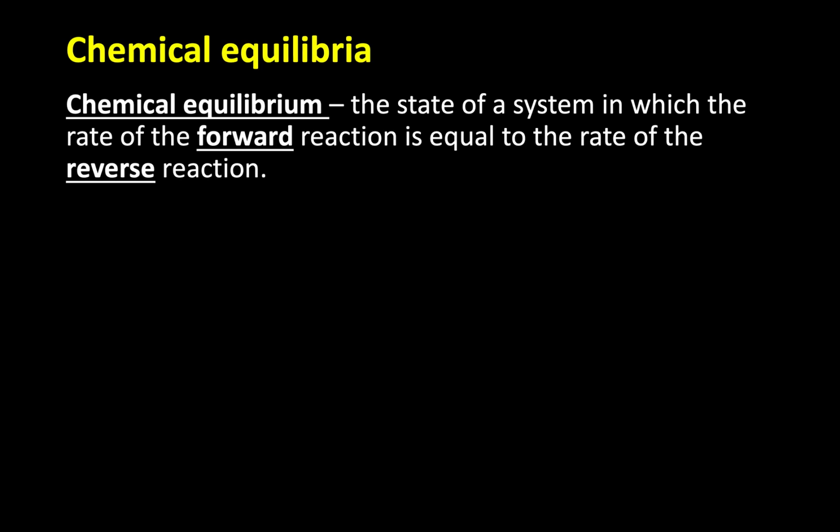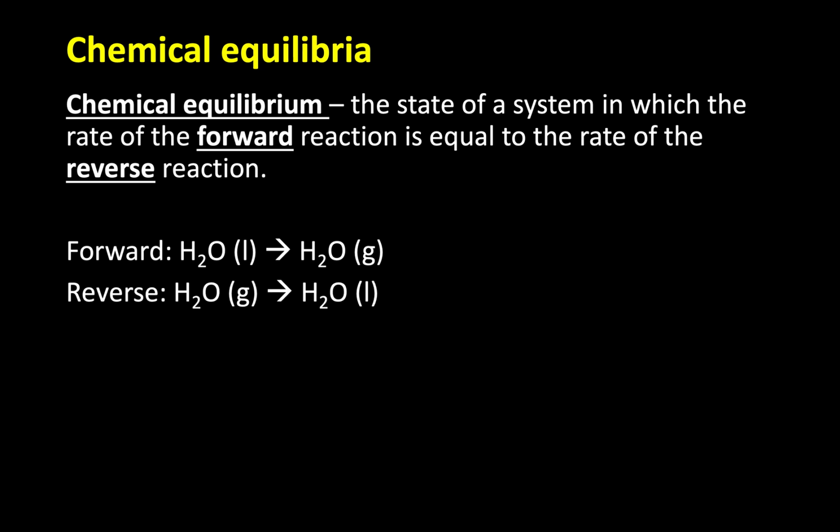Now this is an important state of things. Chemical equilibrium is the state of a system in which the rate of the forward reaction is equal to the rate of the reverse reaction. It does not mean that you have an equal amount of water vapor and liquid in the system. You're going to have a lot less water vapor probably, depending on how much liquid water's in there. In our example, the forward reaction is liquid turning to gas. The reverse is gas to liquid. And the way that we show this in equilibrium is with double-sided half arrows. So that is the equilibrium symbol right there.